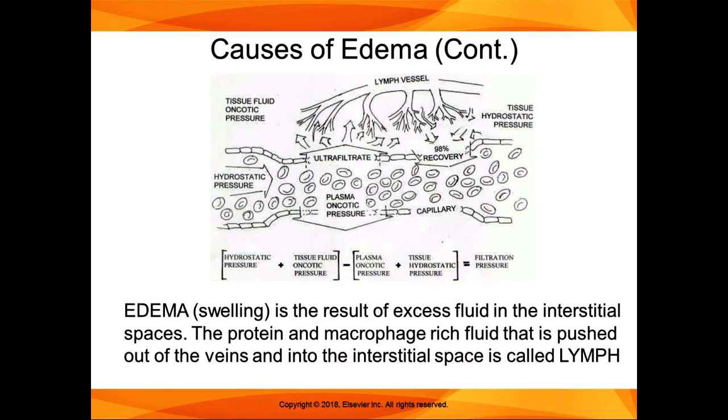So edema, or swelling, is a result of excess fluid in the interstitial spaces. When you have protein and macrophage-rich fluid that's pushed out of the veins into the interstitial space, that fluid is called lymph. Lymph doesn't have blood cells like the blood fluid does, except macrophages, but it doesn't have red blood cells. So it's a clear fluid.